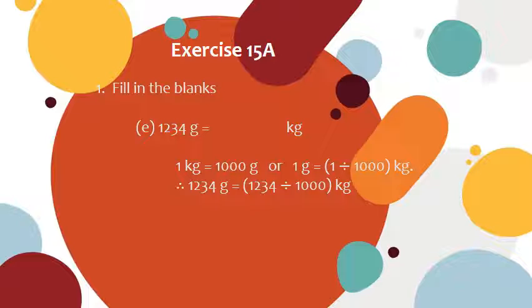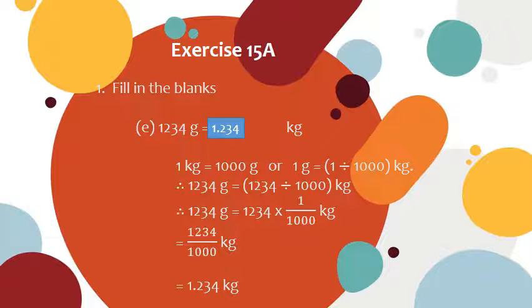Therefore, 1234 gram is equal to 1234 divided by 1000 kg, which is equal to 1234 upon 1000 kg, and this in turn is equal to 1.234 kg. So 1234 gram is equal to 1.234 kilogram.